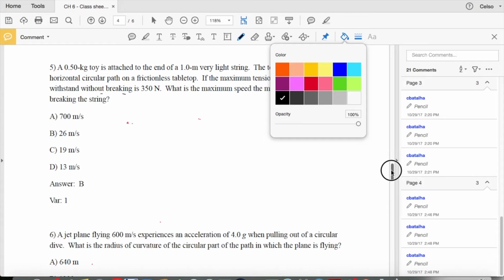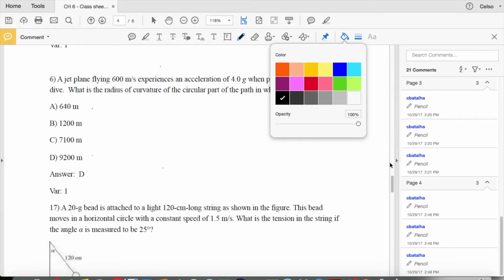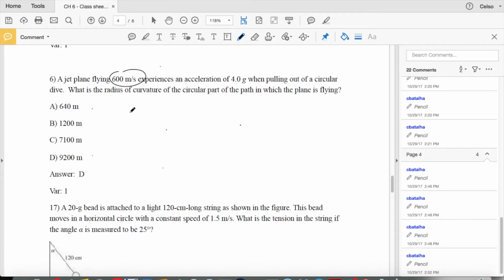Okay, let's go to another one. Let's make some more obvious type of problem here. You have a jet plane that's flying at 6 meters per second, and it experiences an acceleration equal to 4g when pulling out of a circular dive. What is the radius of curvature of the circular part of the path in which the plane is flying?